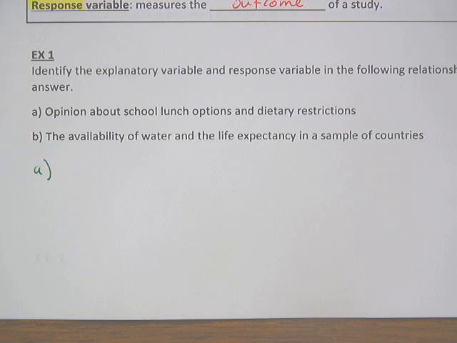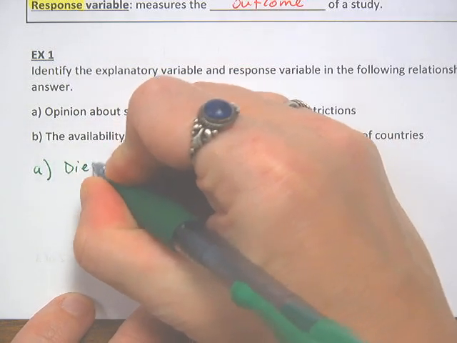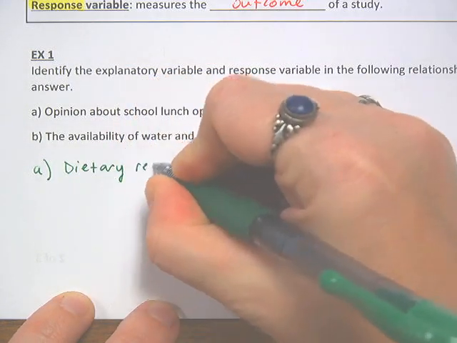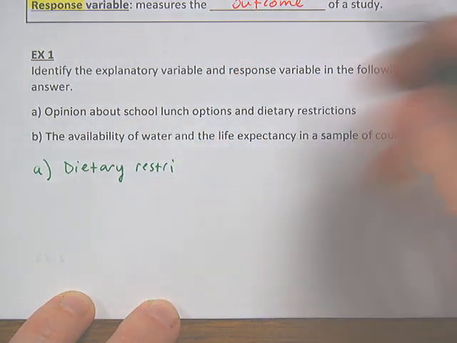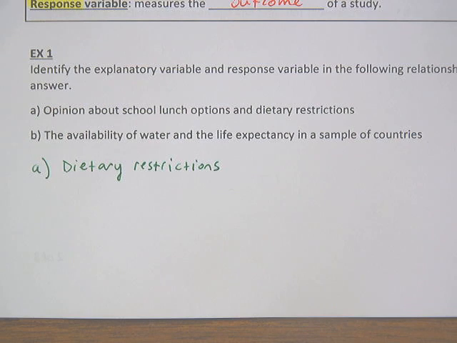Dietary restrictions would help predict a person's opinion about school lunch options. Why might that be? What does it mean when you have a restricted diet? Give me some examples. Maybe they can't eat certain things. Maybe they're on a gluten-free diet. Maybe they have allergies. So that's going to predict somebody's opinion about what they think should be offered for lunch.